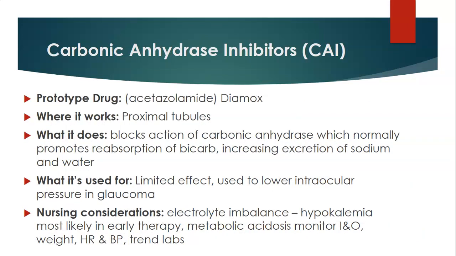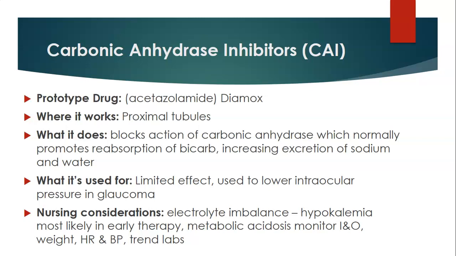Finally, we have the CAIs. These are the carbonic anhydrase inhibitors. Our prototype drug is Diamox, because I cannot pronounce that first one, I'm sorry. This works in the proximal tubules. It works to block the action of carbonic anhydrase, which is normally there to promote reabsorption of bicarb, so this increases excretion of sodium in water. Very limited effect, not generally used so much as a diuretic, it just happens to be a diuretic. It's usually going to be used to lower the intraocular pressure that is present in many glaucomas.